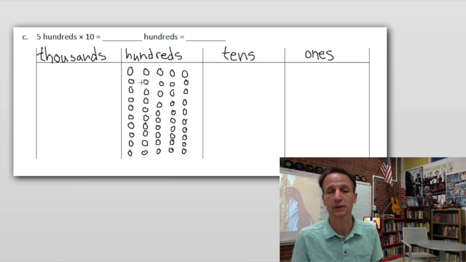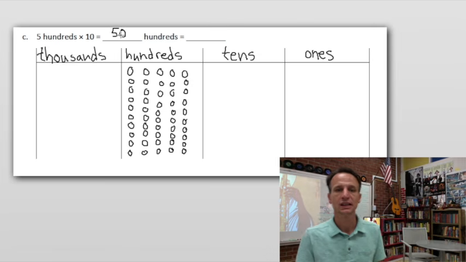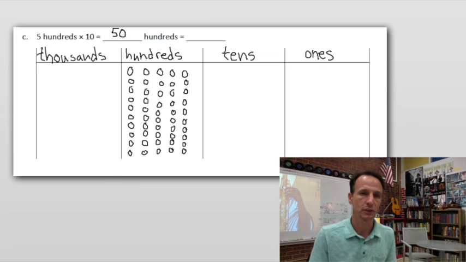Well, we can skip count by tens. I hope you're not going to go 1, 2, 3. We have 10, 20, 30, 40, 50 hundreds. So 500s times 10 is 50 hundreds. That's what we just did. That's what you see before your very eyes in the place value chart.